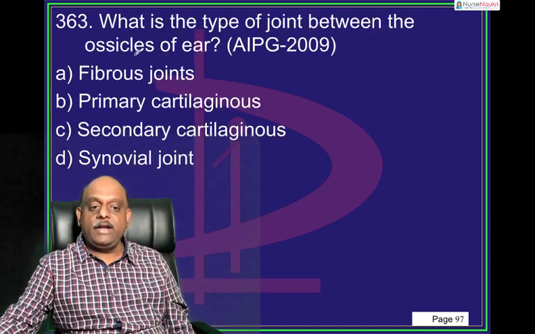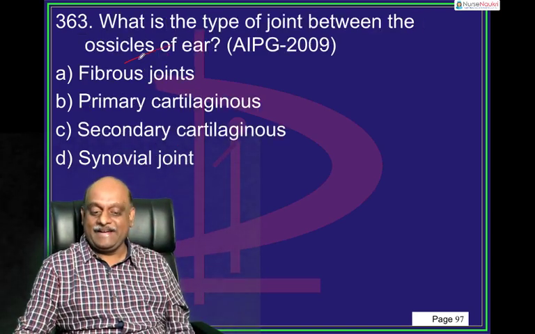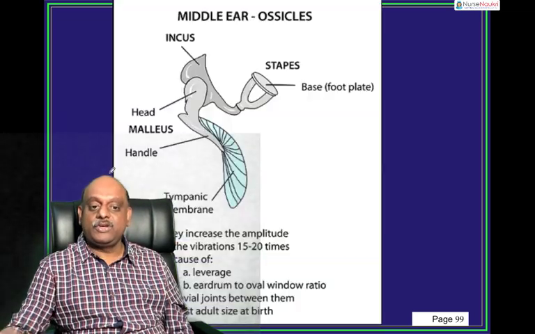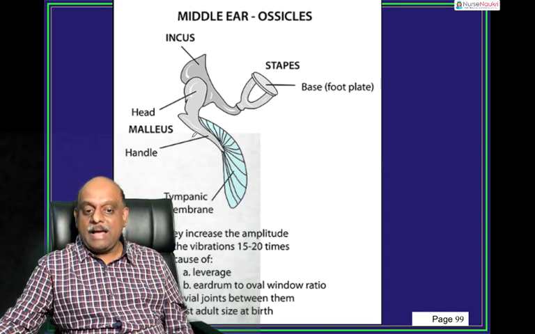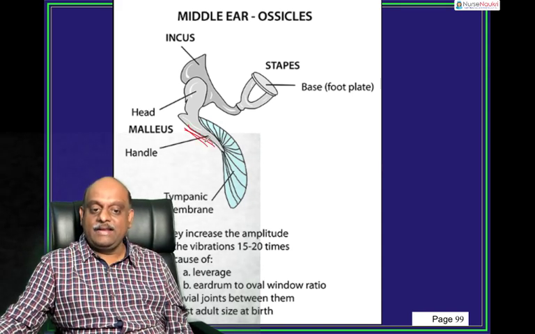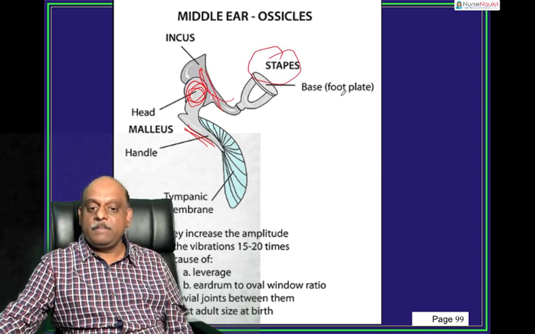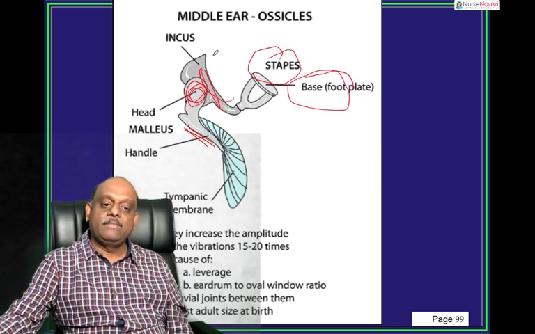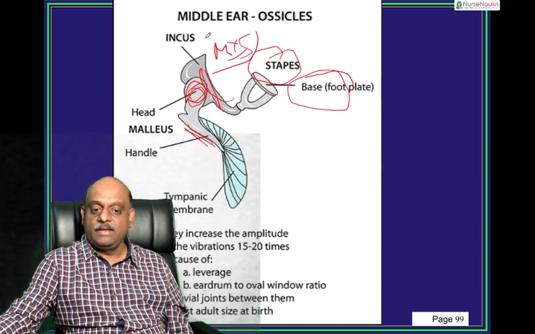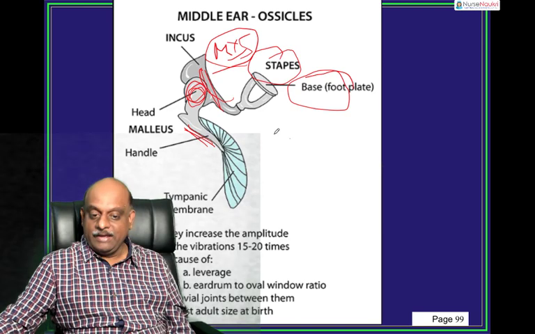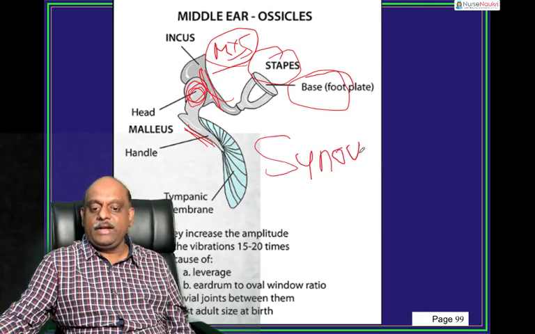Which is the joint in the ossicles of the ear? Beautiful question. It is the synovial joint. So you should remember malleus, which has a handle and a head, incus, and then stapes, which has a foot plate. The joint between the ossicles is a synovial joint, is what you need to basically remember.